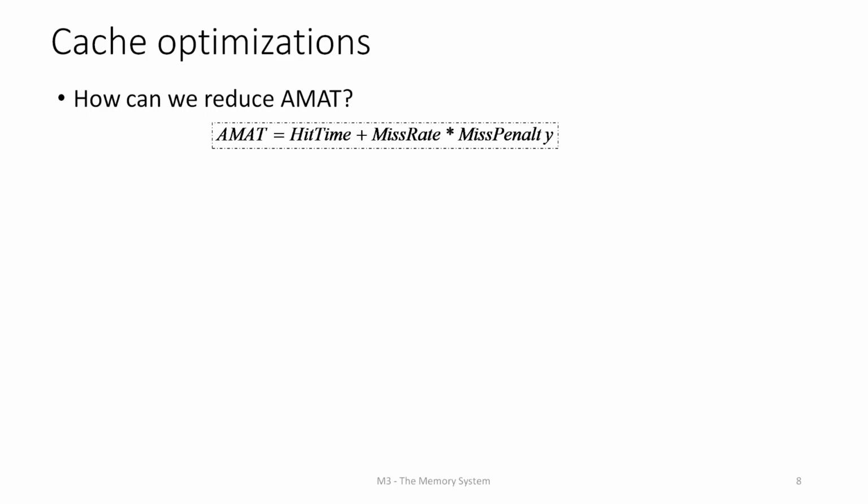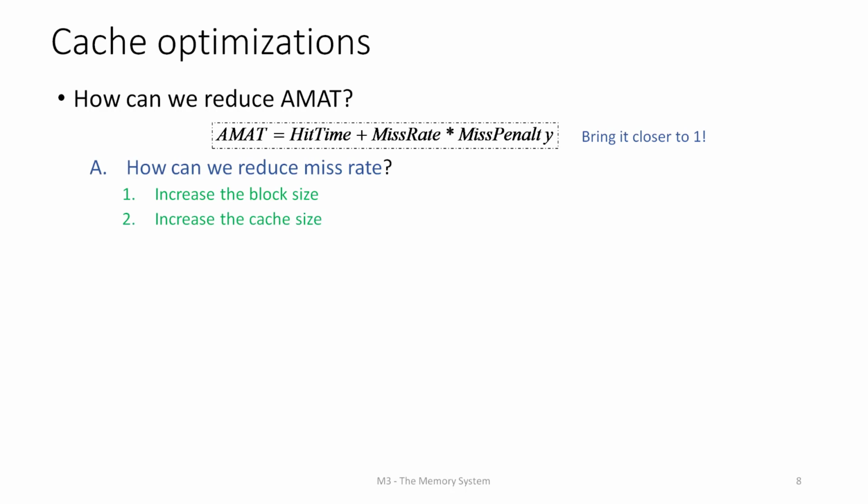Now all the cache optimizations try to bring it as close as possible to one cycle access or to the frequency of the processor. Now the first approach is to reduce the miss rate. Here we have a few optimizations. One of them is to increase the block size. Second one is to increase the cache size. Third is to increase the associativity of the cache.